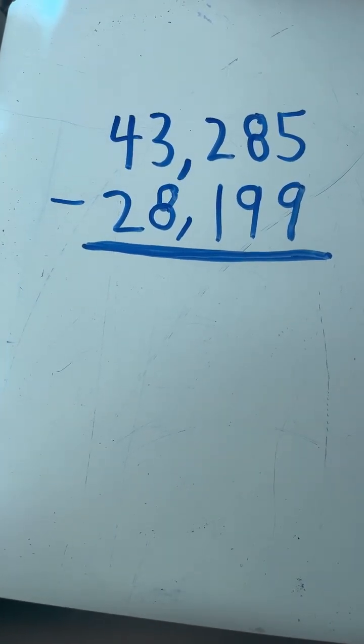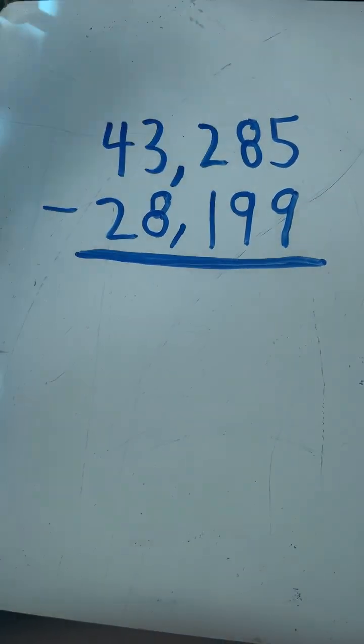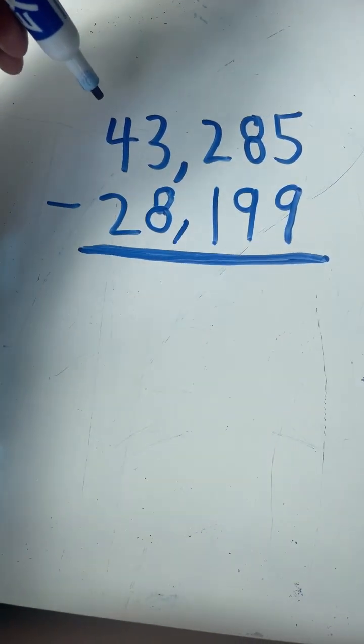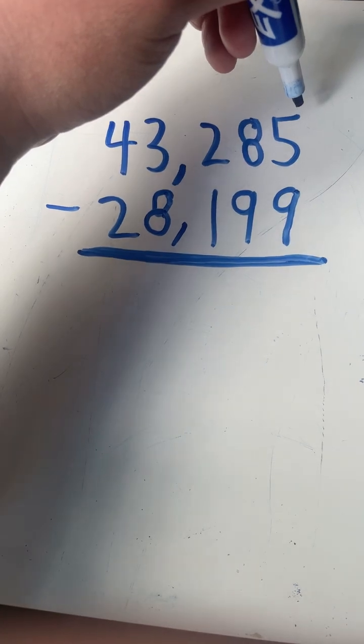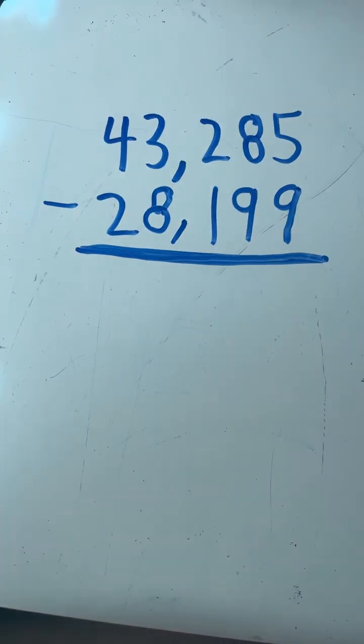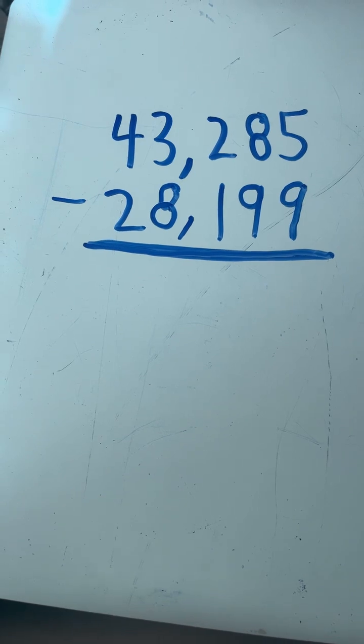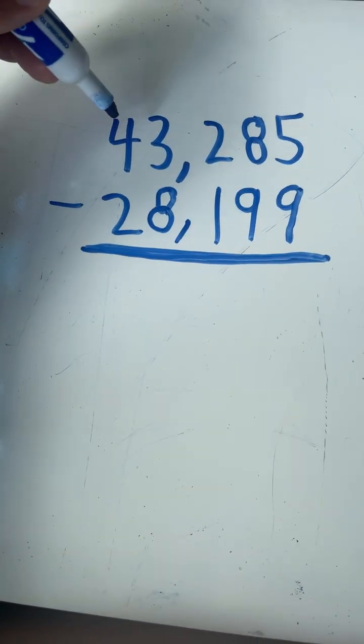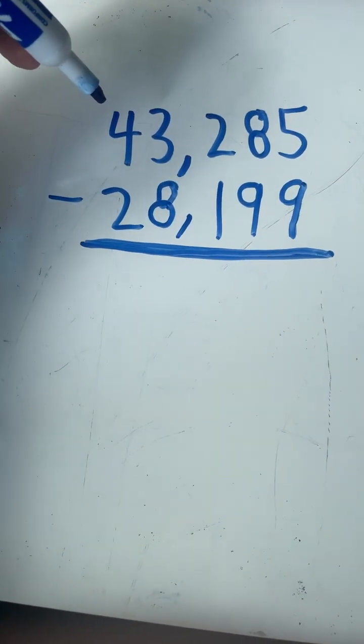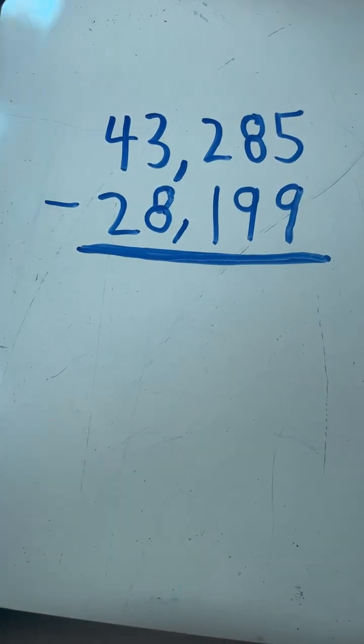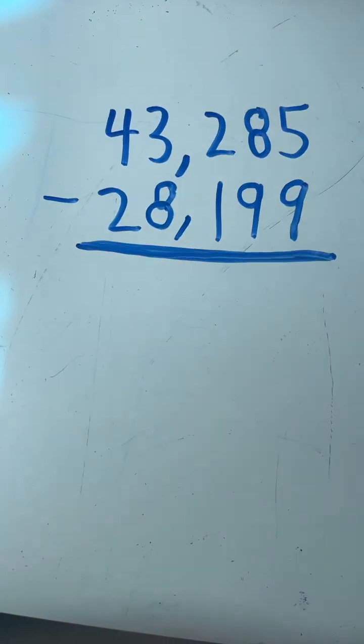So whenever I have to regroup multiple digits, I start left to right when it comes to regrouping, and then I do my subtraction right to left. So I start with the digit all the way to the left when I regroup, but when I start the actual subtraction, you always start with the digits all the way to the right.